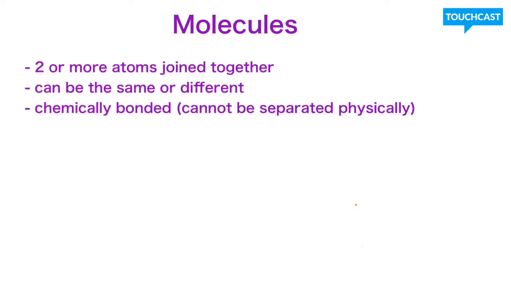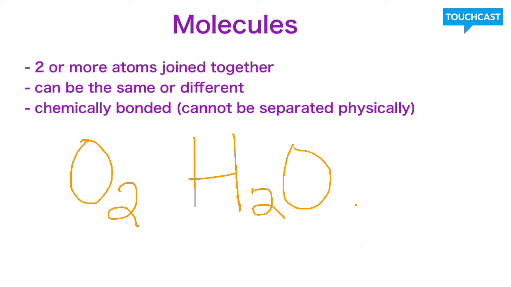We also are going to be talking about and looking at molecules. Molecules are two or more atoms joined together, and they can be the same or different. These atoms are chemically bonded, so they cannot be separated physically. Some examples of molecules would include oxygen gas, O2, and water, H2O. In both cases, we have at least two atoms. H2O is actually more than two. And O2, it's the same atoms. H2O, it is different atoms.